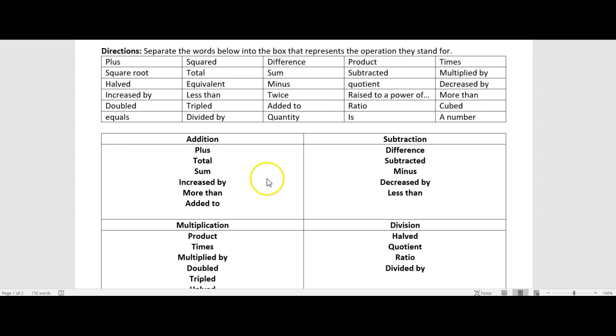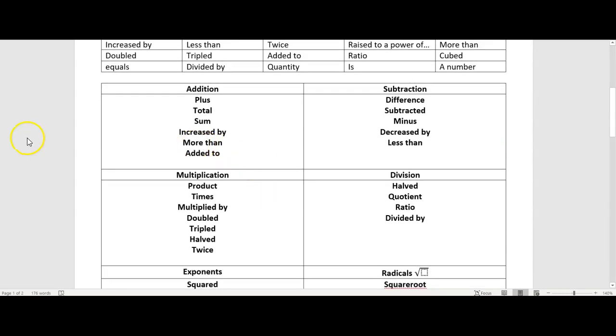For multiplication, we have a bunch. Product, times, multiplied by, doubled, tripled. Halved is on here. Halved is actually on for division as well, and that's because you could multiply by a half or you could divide by 2. Both of these would mean something is being halved.